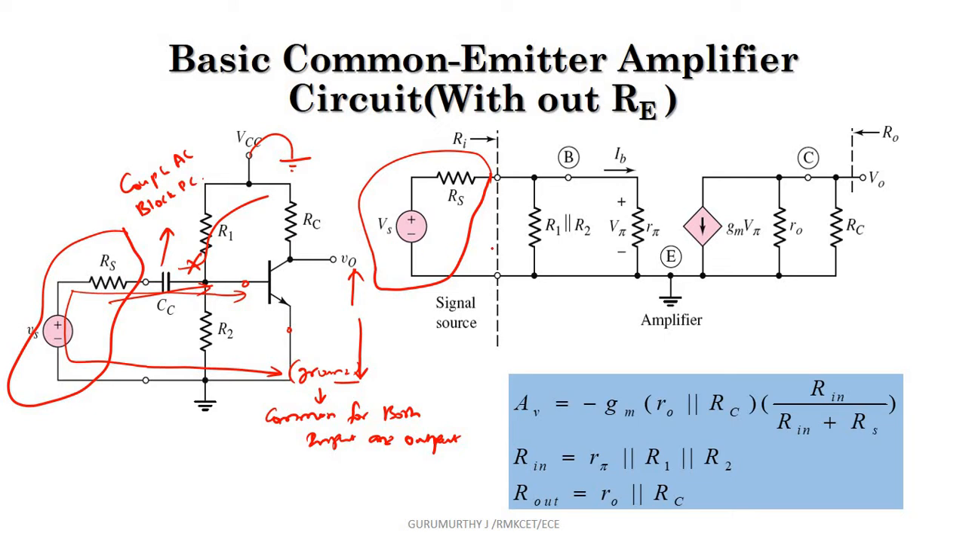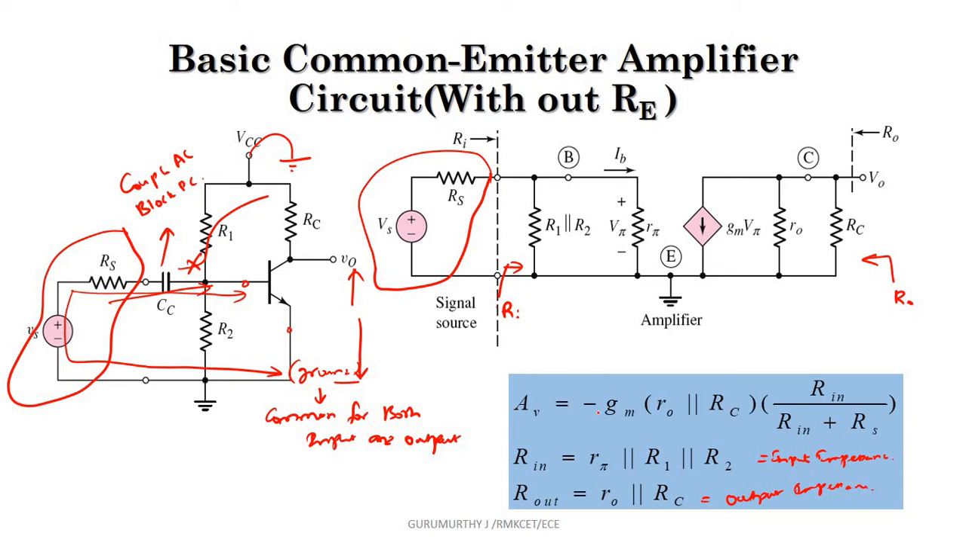When we measure the input side, this Rin is equal to R pi in parallel with R1 parallel R2, which is the input impedance. Similarly, when I look at the output side, this is R0, this is Ri. So Ro is R0 in parallel with Rc, which is your output impedance.